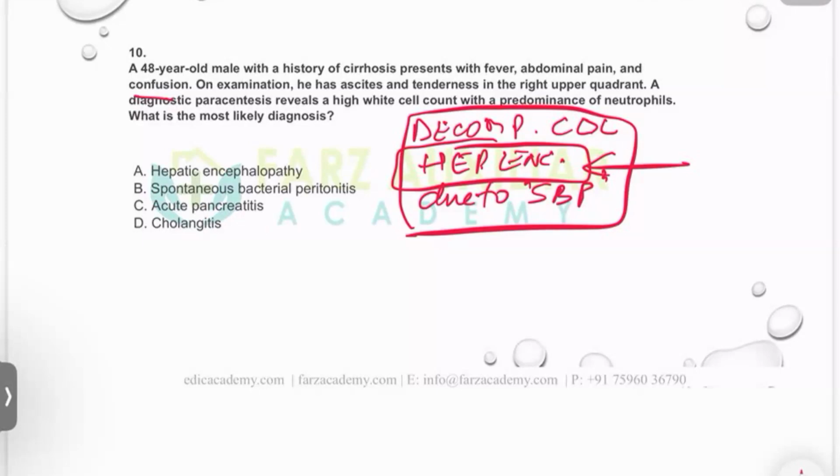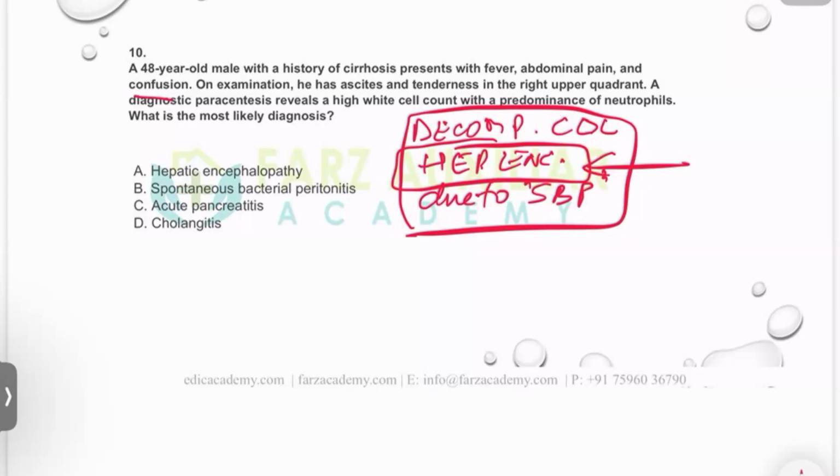SBP. Wonderful. So how do you diagnose SBP? Ascitic tap showing more than 250 neutrophils. Okay. And how do you treat it? Cephalosporin, cefotaxime. Okay. And prophylaxis with fluoroquinolones after. Fluoroquinolones or? Albumin.